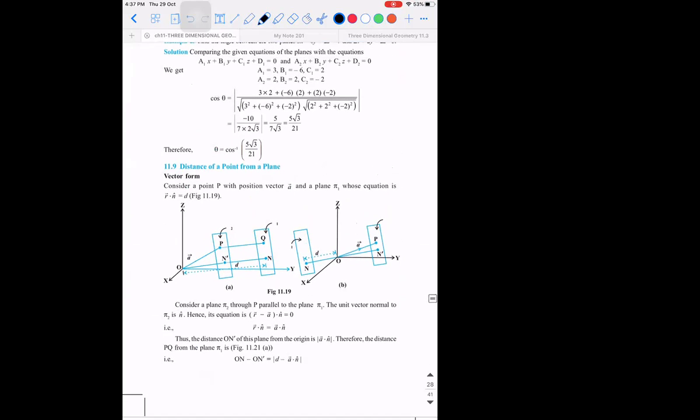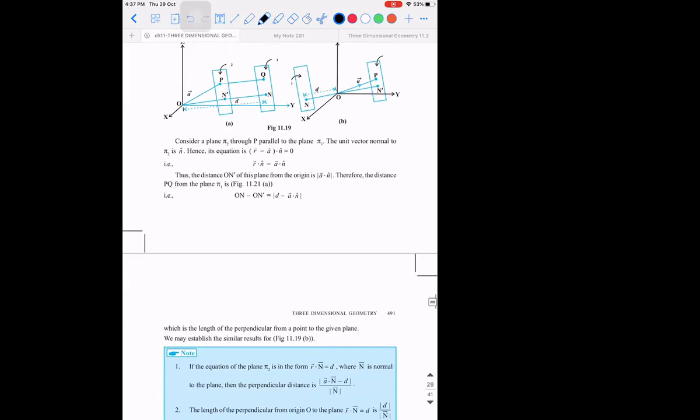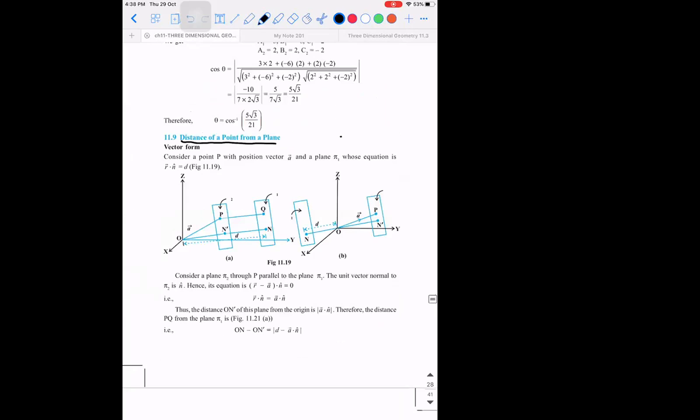The last concept that is left is the distance of a point from a plane. This is very, very simple. I will connect it to two-dimensional geometry and explain. Last year, if you had a line ax plus by plus c equals 0, do you guys remember what the perpendicular distance from the point (x1, y1) to this line is?